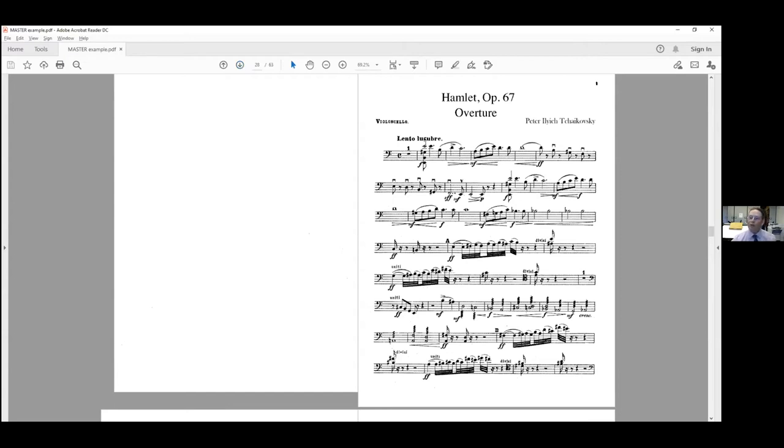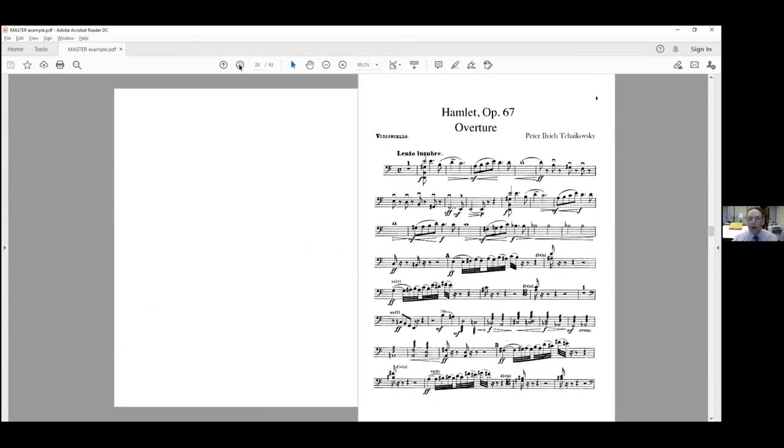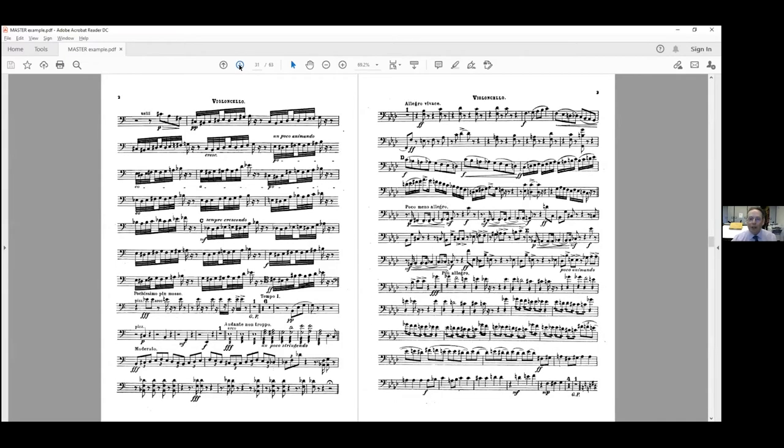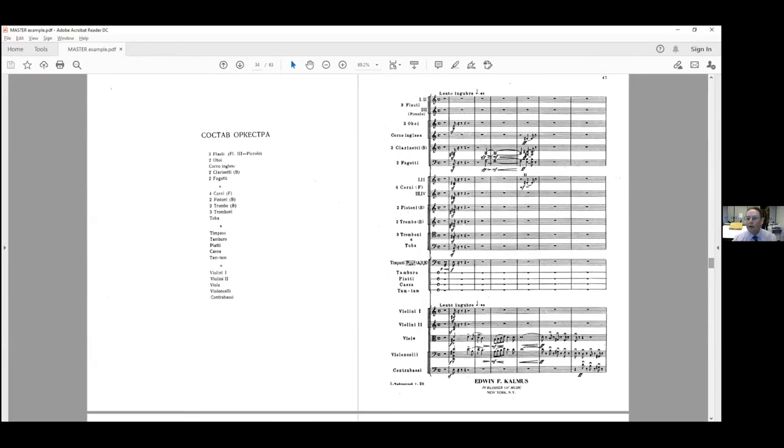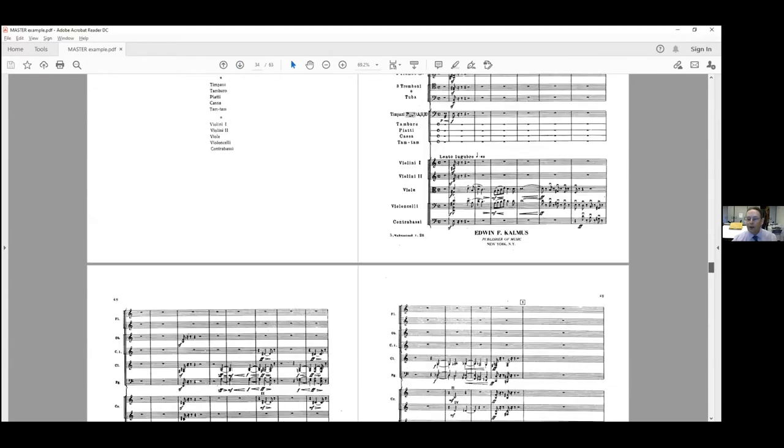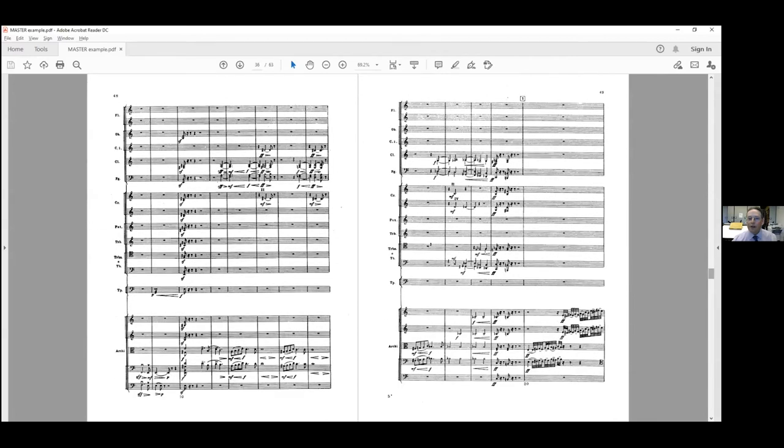Moving on to the Hamlet Overture. Again, the old Jurgensen parts don't look great, but it's not bad. You don't have cello and bass all in the same book. It's still pretty workable. But when you realize that the matching score sold by Calmus is actually a different edition, this is not Jurgensen. If you look closely, instead of having letters, it has numbers.